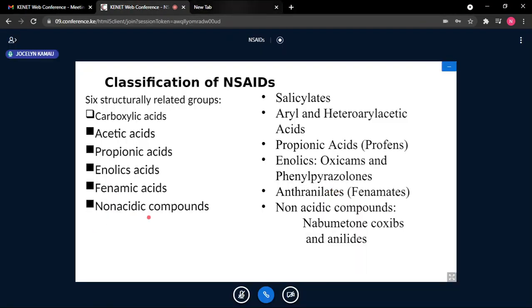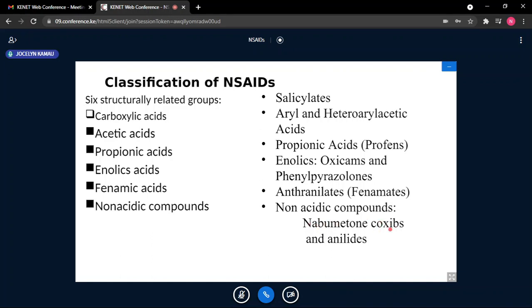Then we have the non-acidic compounds. Under the non-acidic compounds, there is one drug we call nabumetone. Nabumetone is indeed a prodrug. It is supposed to be under the profens, but nabumetone is a prodrug. It is acted on in the body to form a carboxylic acid, or to activate it.